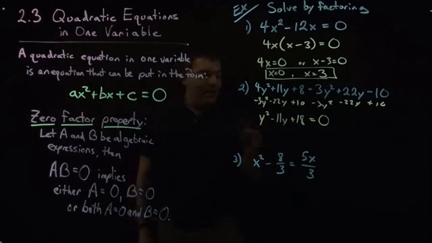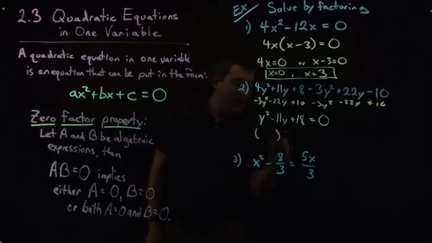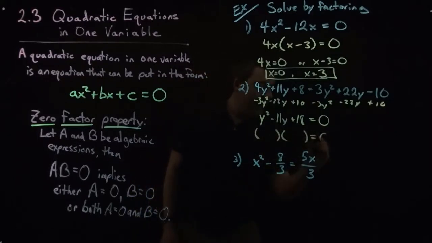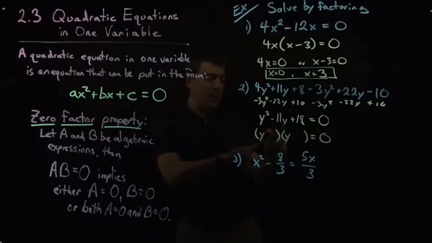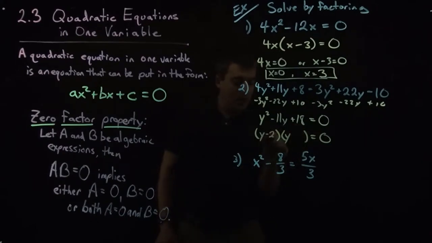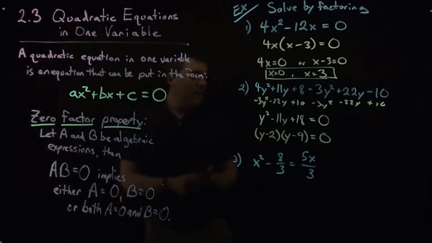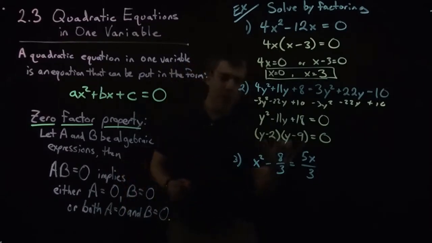All right. And so we can set up our factors. First off, y and y, because we need y times y to get y squared. And then we get negative 2 and negative 9. All right, let's multiply this out just to make sure that we are right.